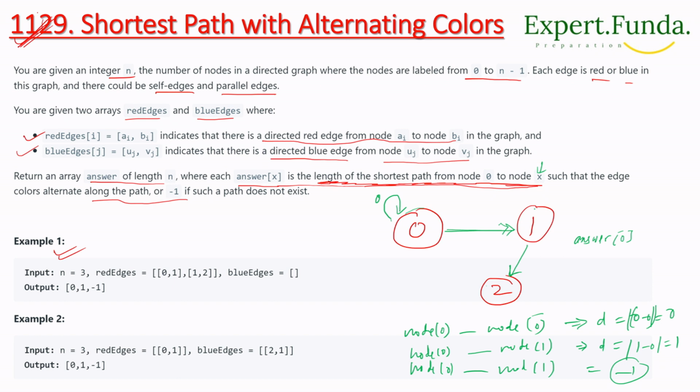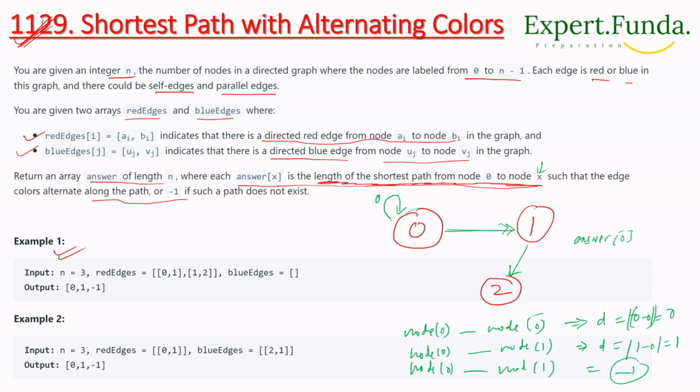So if I talk about answer of x, answer of x is the length of the shortest path from node 0 to node x, correct? So here node x is 0, 1 and 2. What we have to do is color alternate along the path, if we have it, or if we don't have, then we will return -1. So there is no path from 0 to 2, and that's why we are returning -1.